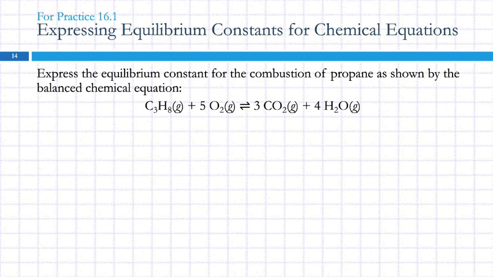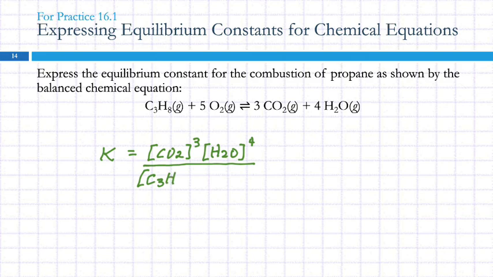So express the equilibrium constant for the combustion of propane as shown by this balanced chemical equation. So K equals, what goes on top? Yeah, we're doing the products, CO2, and what's the power? 3. And H2O to the fourth power, divided by C3H8 to the first power, and O2 to the fifth power. Okay.